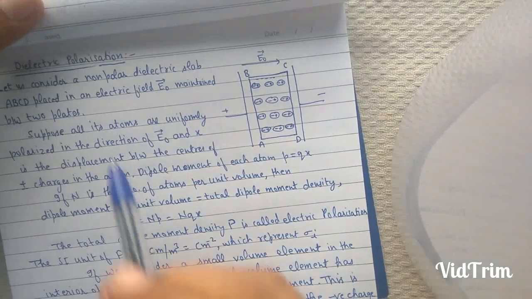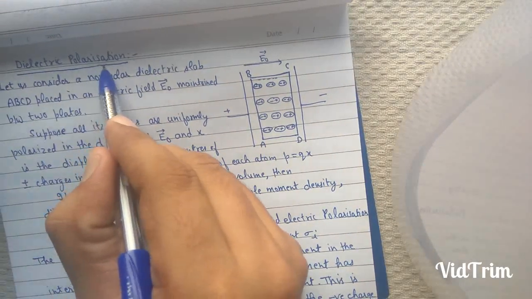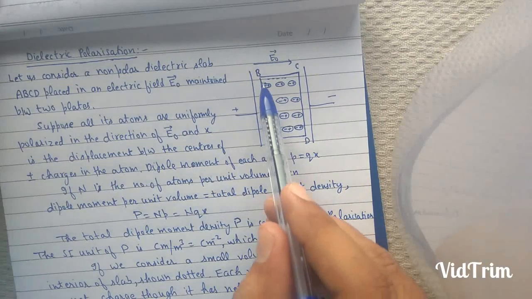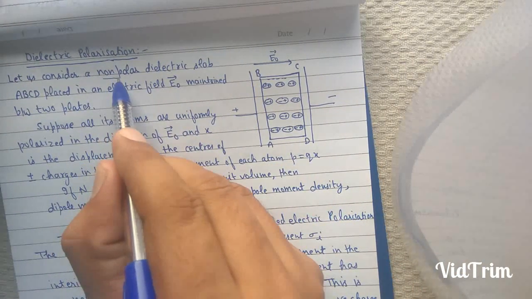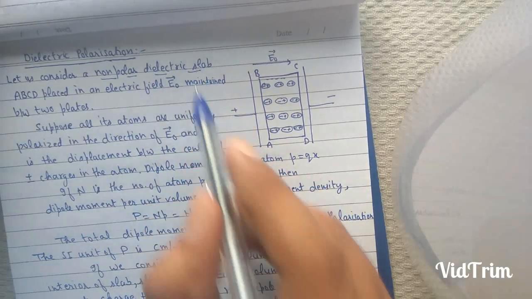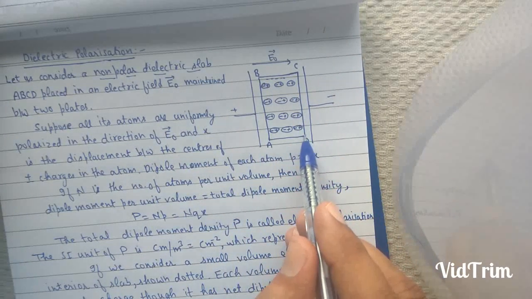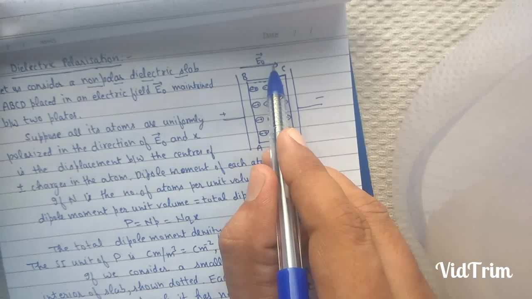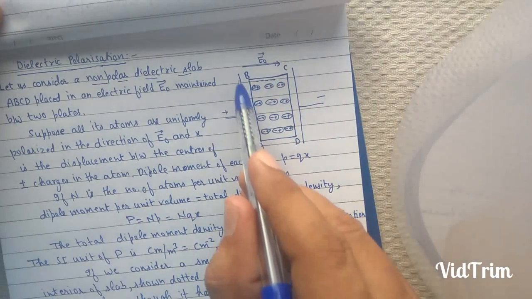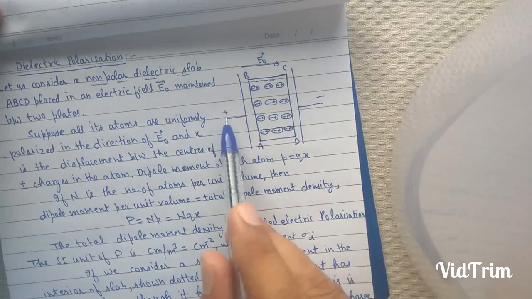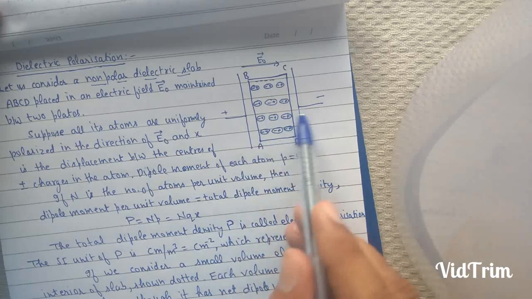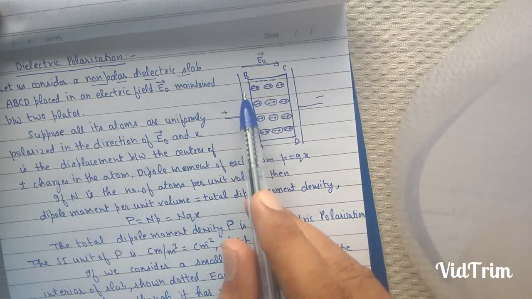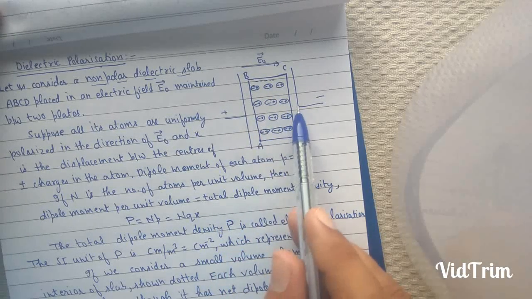Our next topic is dielectric polarization. Let us consider a non-polar dielectric slab ABCD placed in an external electric field E naught maintained between two plates. One plate is positively charged, the other plate is negatively charged. Therefore, there is an electric field between the two plates.